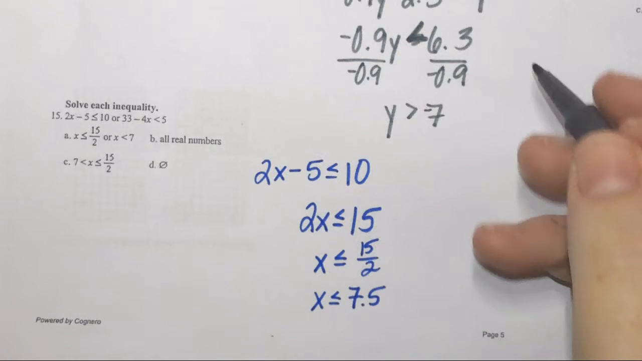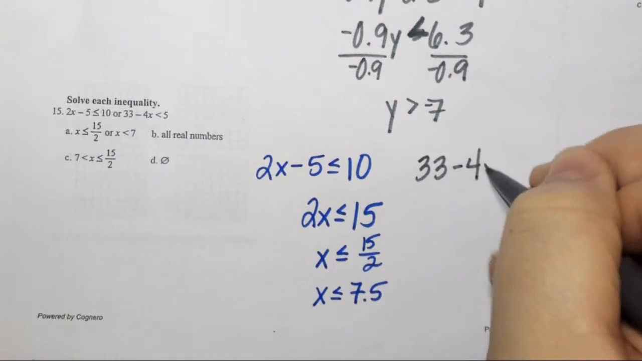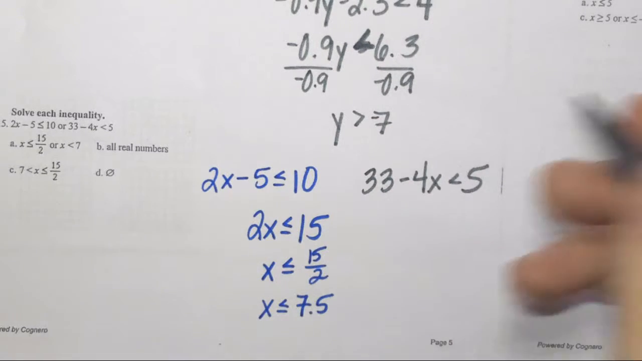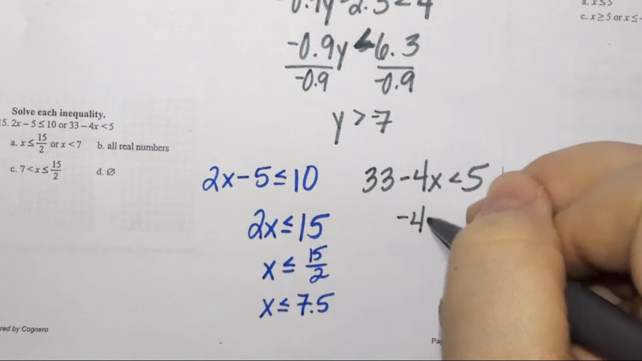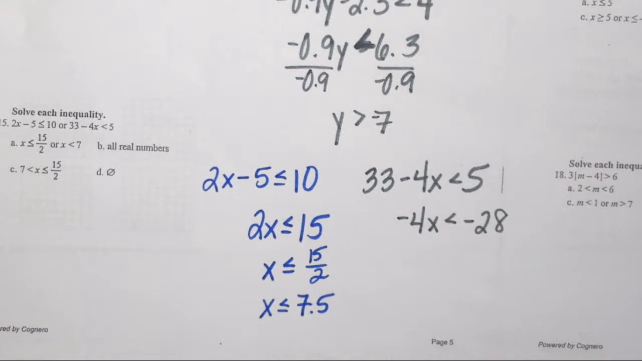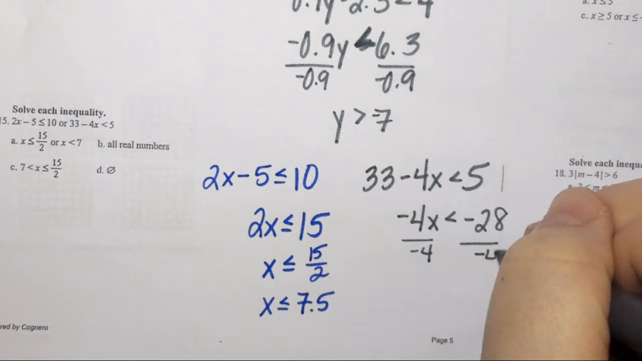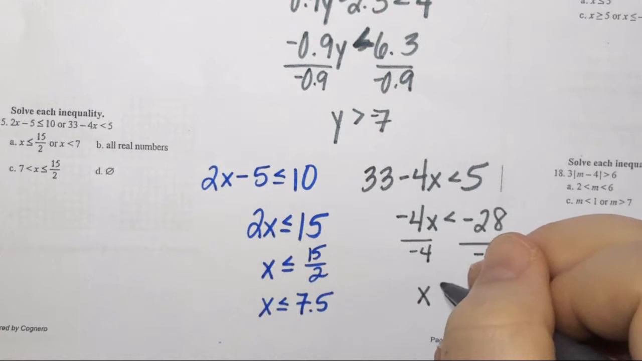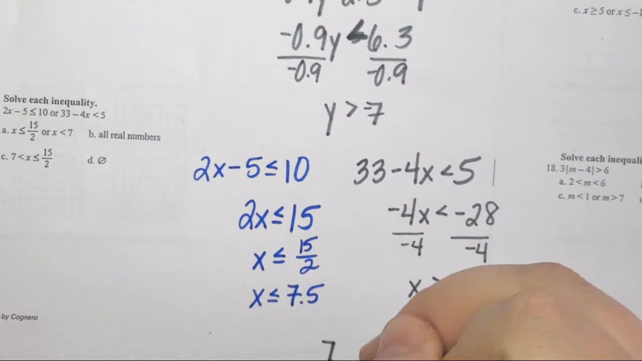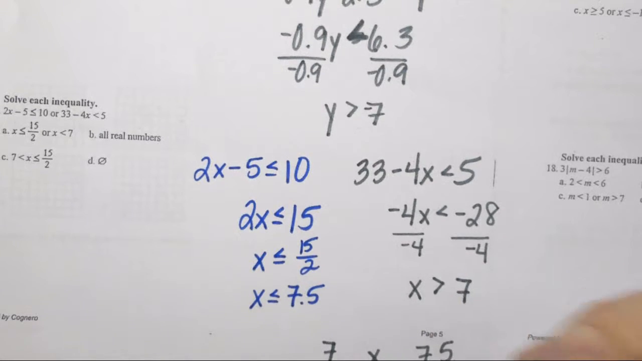I've also got to do 33 minus 4x is less than 5. I've got to solve this one as well. If I subtract 33 from both sides, I'll have negative 4x is less than negative 28. When I divide by negative 4, I've got to flip my signs, so I'll have x is greater than 7. So x is bigger than 7, but it's less than 7.5.